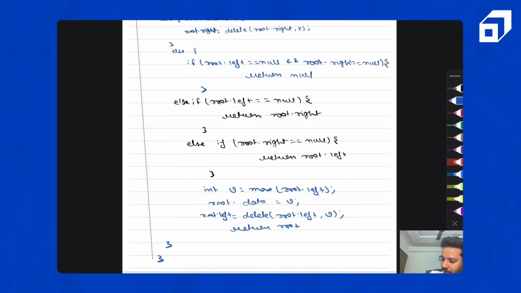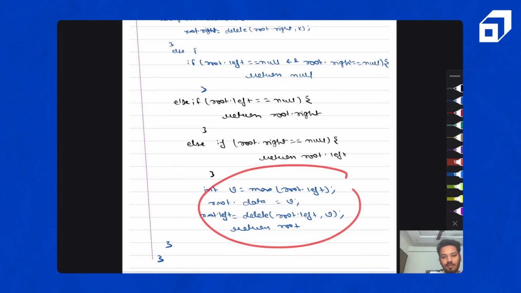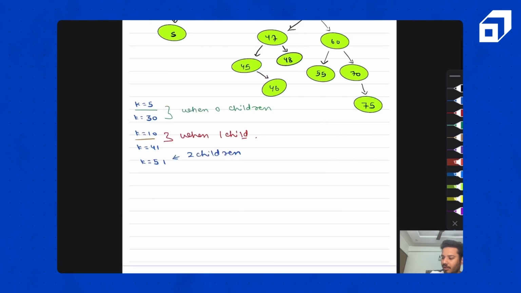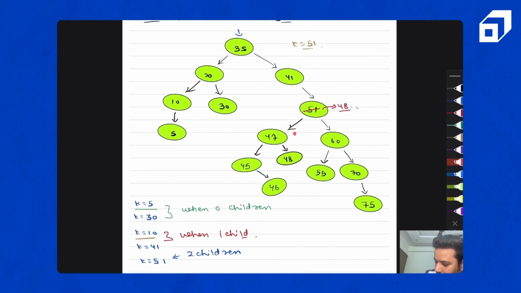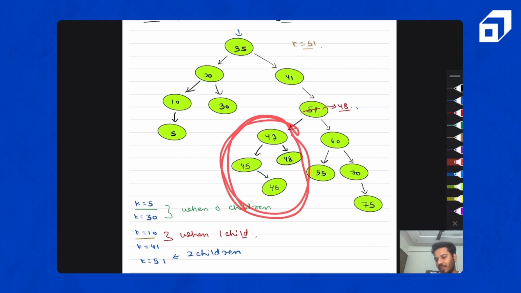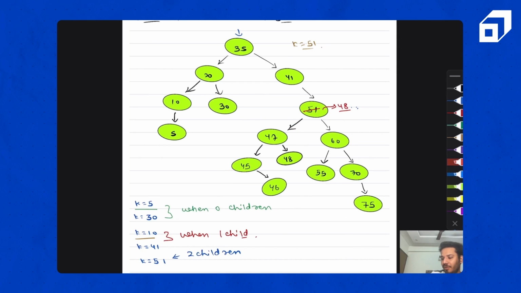So this is what we have done. Hope it makes sense to all of you. Simply, you picked the maximum out of the left side, replaced yourself with that, and called the delete function on this part. So only one 48 can be found now, which will come along this side. And since this will happen recursively, eventually 48 will get deleted, right? So hope it makes sense.